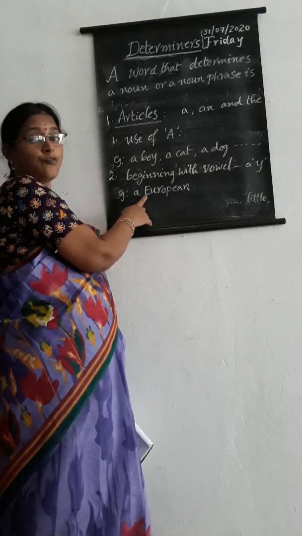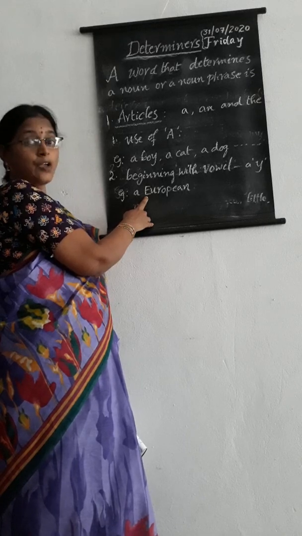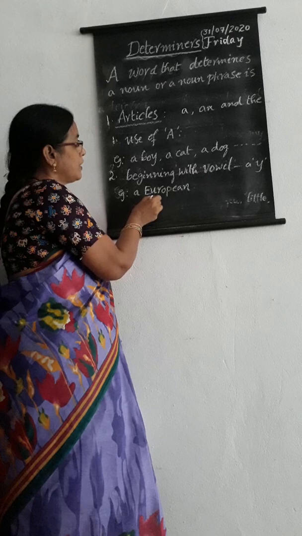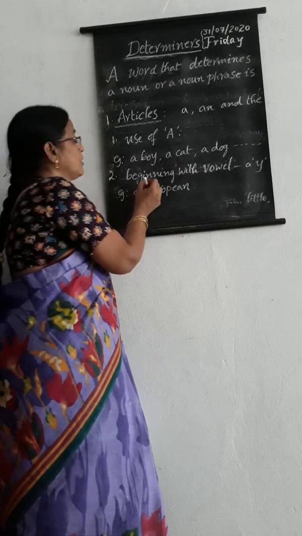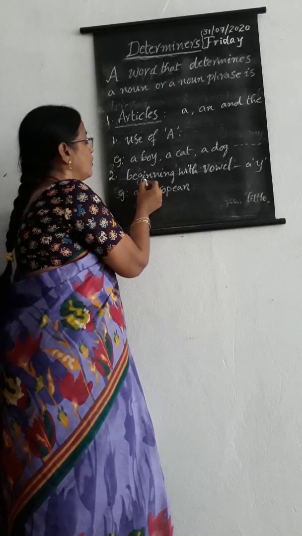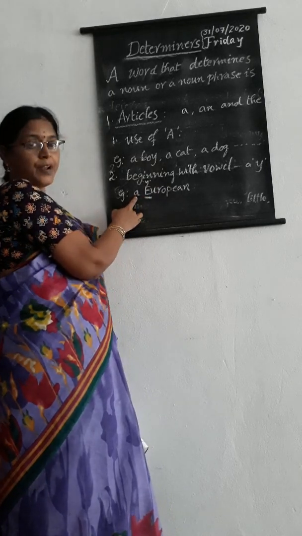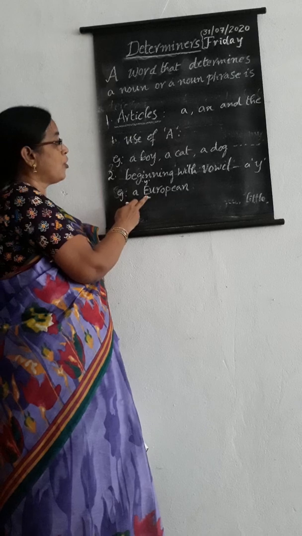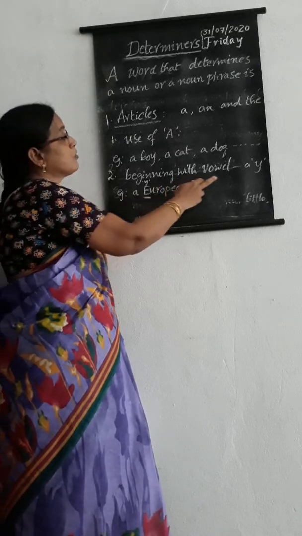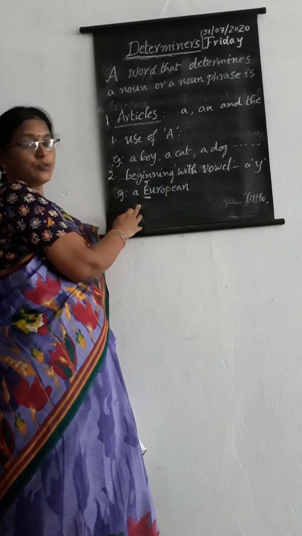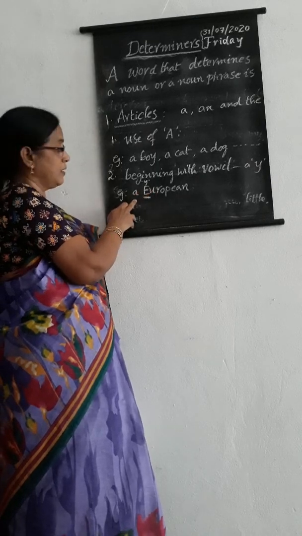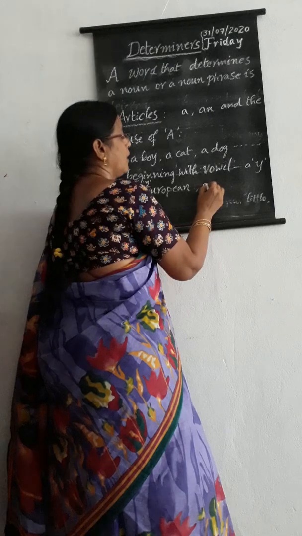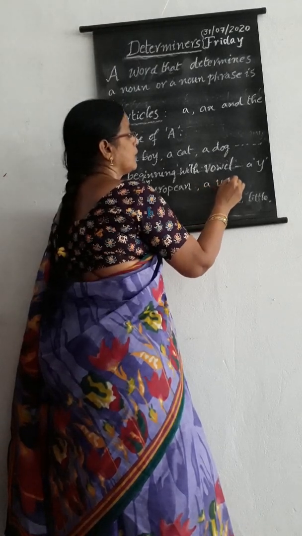A, E, I, O, U are vowels. See here, a word beginning with E, that is a vowel, but it gives a Y sound. So we have to use the indefinite article A. A word beginning with a vowel but giving a Y sound takes the indefinite article A. A European.